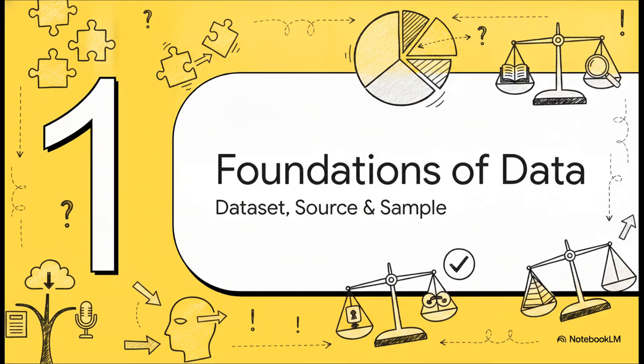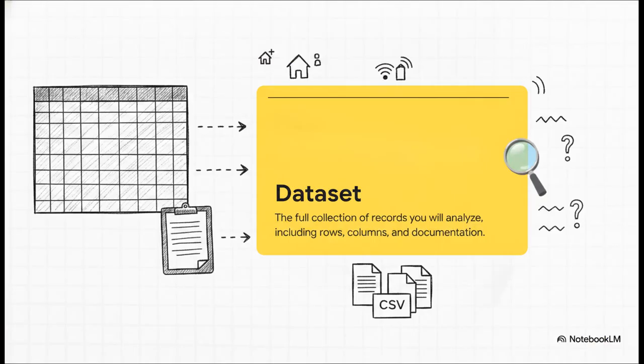Before you can source or assess any information at all, we have to establish the absolute foundational terminology. Every completeness, credibility, and biased judgment you make in your capstone assumes you can clearly tell these three concepts apart. So first up, the data set. This is the tangible thing you're actually working with.